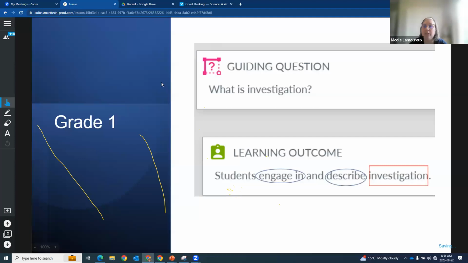So what we're going to begin with is, now I've moved the screen to grade 1, and we're going to look at the outcome, which says students engage in and describe investigations. What I've done here is circle the verbs and put a box around the concept of an investigation. So students are going to engage in, that means they're doing it, but they're also being expected to describe it.